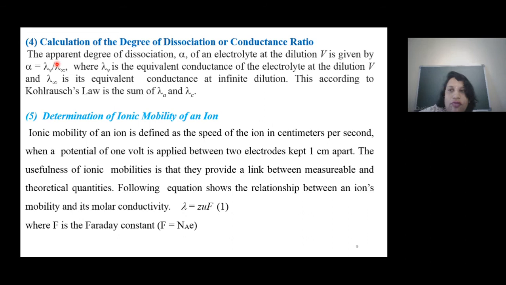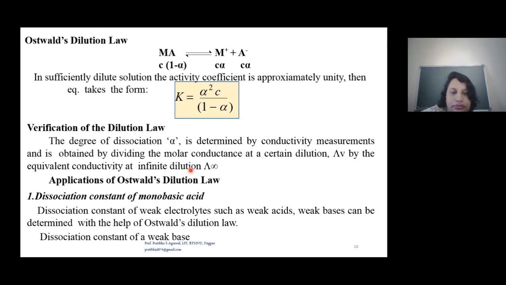Degree of dissociation alpha is nothing but the ratio of equivalent conductance to the equivalent conductance at infinite dilution. It can also be successfully calculated, and ionic mobility we have seen that. Now come to the Ostwald dilution law. We know this law already.